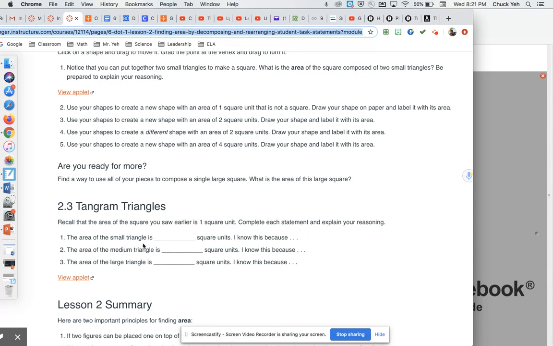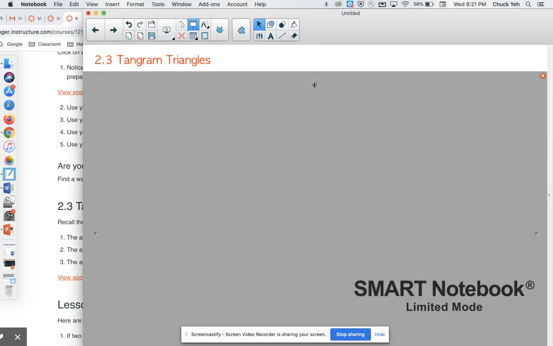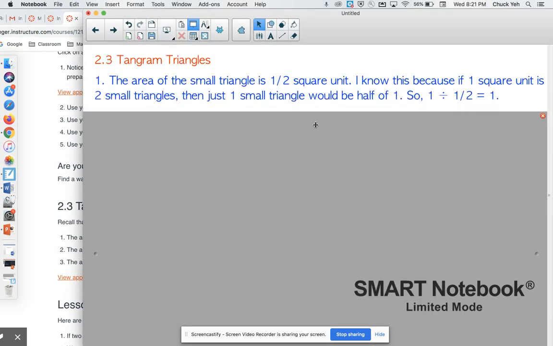So the area of the small triangle is blank square units. Is half a square unit. So give yourself a hand if you got half a square unit. Woo! How do I know it? I know this because if 1 square unit is 2 small triangles, then just 1 small triangle will be half of 1. All right? 1 small triangle will be half of 1. Okay?